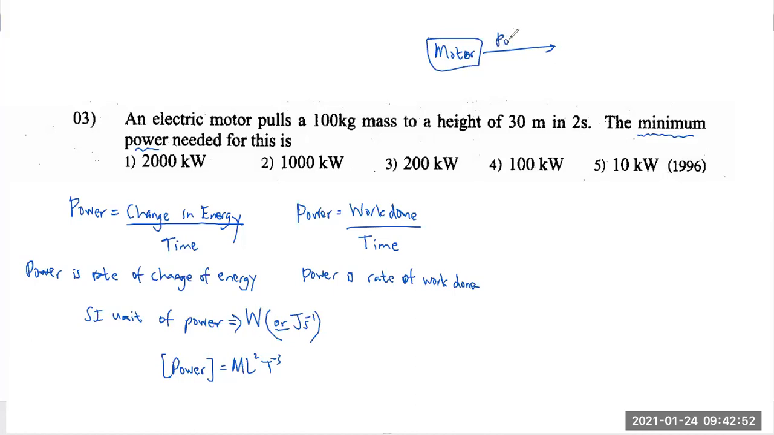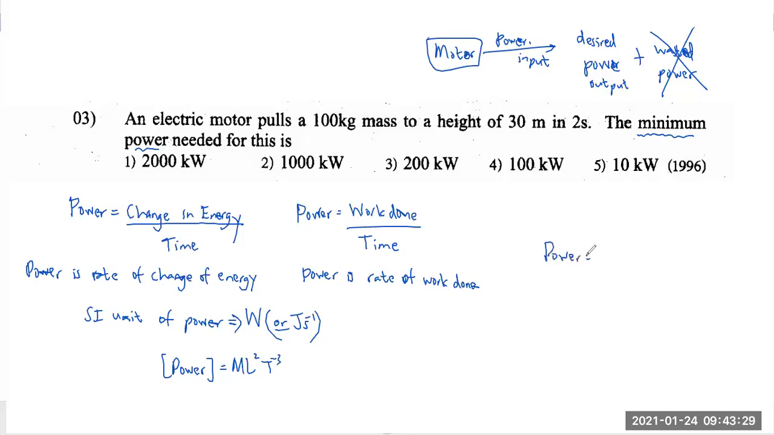That power input will not only be converted to the desired power output. There will be desired power output, that is to lift the mass, and in addition to that, there will be wasted power. Power or energy will be wasted as heat, sound, light, unnecessary forms. That's why when they say minimum power needed, they are ignoring the wastage of energy.